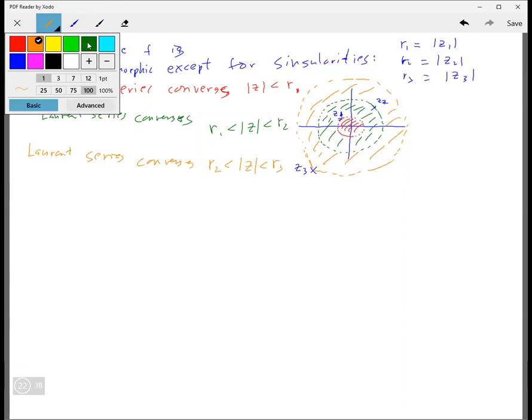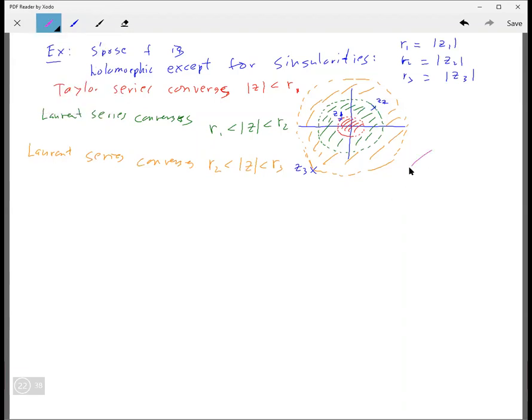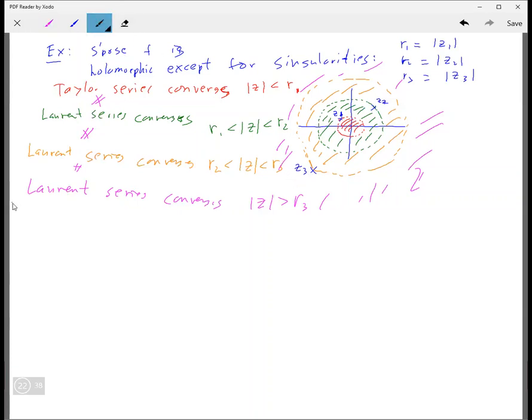And then finally, let me see, what color can I use? I can use this purple. Okay, so then finally, you've got this outside part here. So you're going to have another Laurent series that converges for the modulus of z greater than R3. So everything outside. Okay, and then these Laurent series are not going to be equal to each other, and none of them are going to be equal to the Taylor series. They're all going to be different. So that's what happens with that.